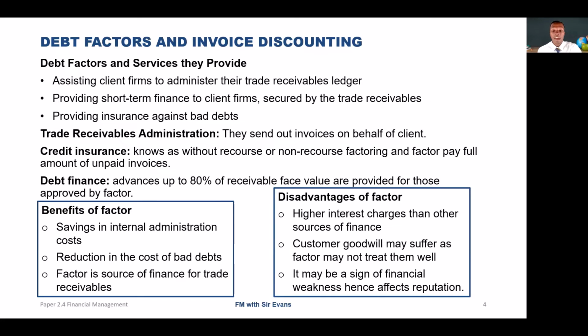However, there are certain disadvantages. There are higher interest charges than other sources of finance. Customer goodwill may suffer as the factors may not treat them well, and it may also be a sign of financial weakness. Hence, it affects the entity's reputation.